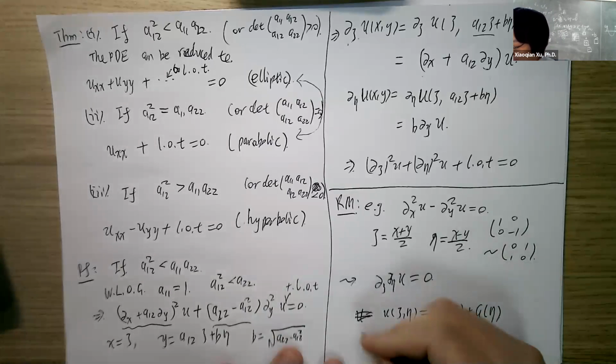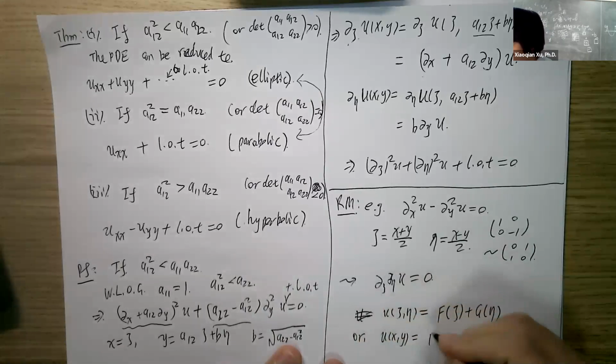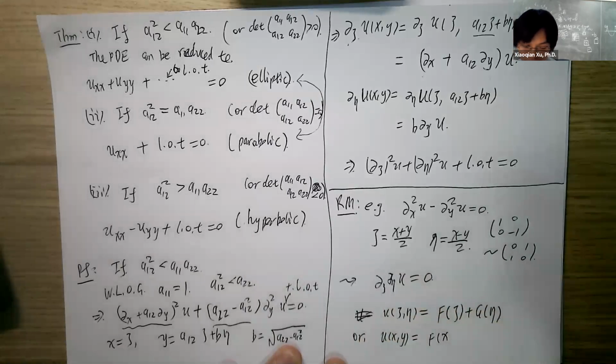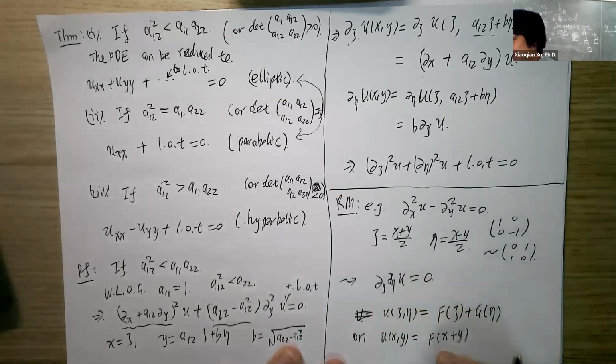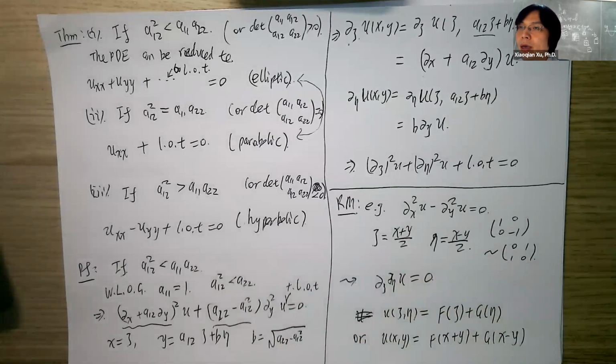Or u(x,y) equals f of (x plus y) over 2, or not over 2, it doesn't matter, right? Plus g of (x minus y). Okay, so we are able to find the general solution for the wave equation simply by changing variables. Any question about this part?